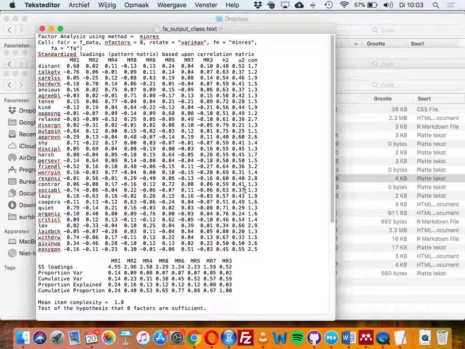So likely we should recover something from those adjectives which closely resembles the big five. So you can go through them and look more closely just by looking at the factor loadings. Again, I'll do one more.